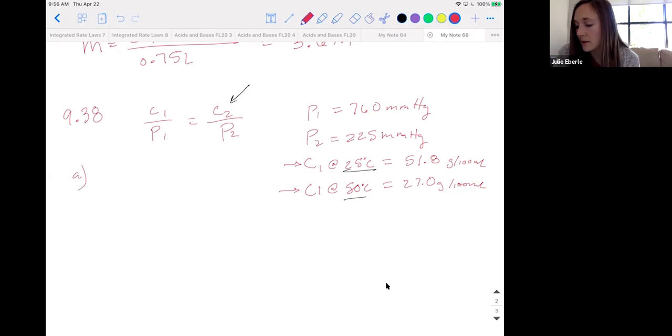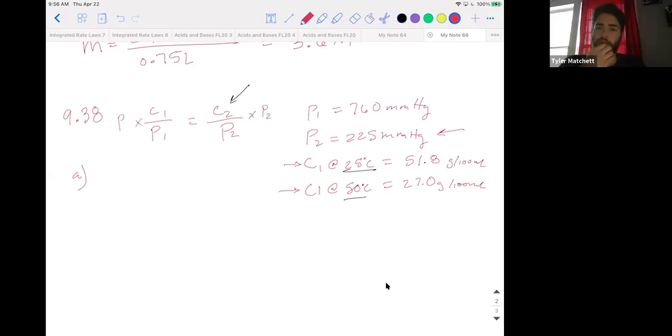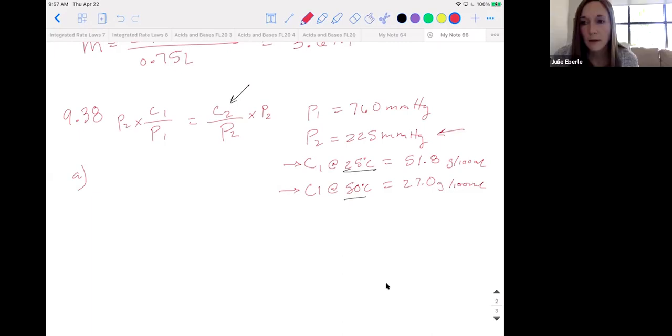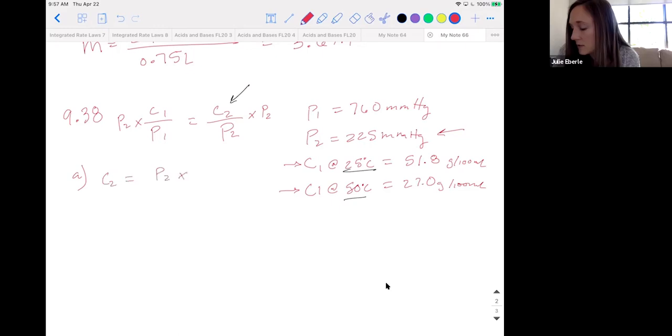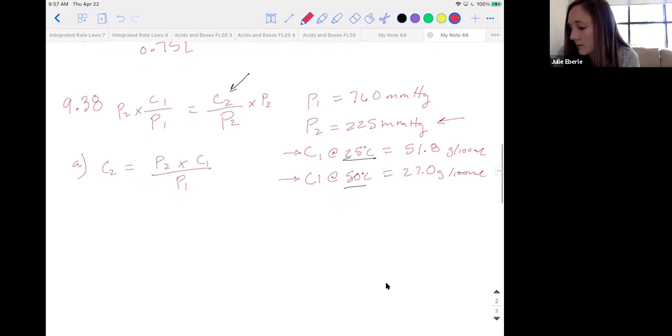Part A says, what is the solubility at the new pressure, 225 millimeters mercury? Let's plug all this in and solve for C2. I'm going to rearrange my equation real quick, multiplying both sides by P2. For part A, I did the calculation for the first temperature, and it's the right answer, but I think part B uses the second temperature, and I may be wrong. Okay, we'll look at that. So C2 is going to be equal to P2 times C1 over P1.